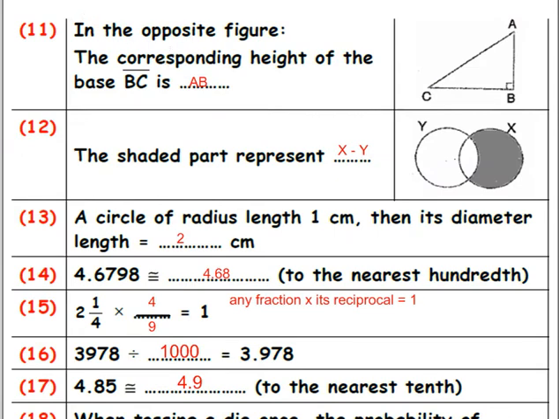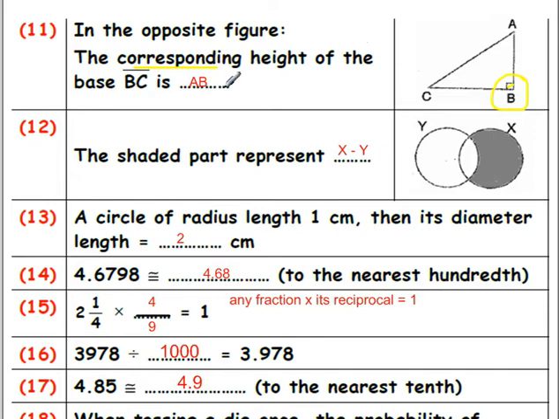Number 11. In the opposite figure, in this triangle, what is the type of this triangle according to its angles? Yes, I have a right angle, so this triangle is called a right-angled triangle. Excellent.